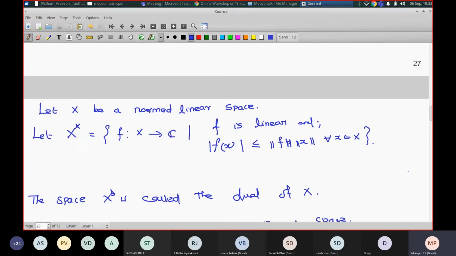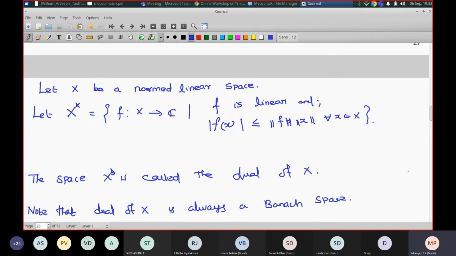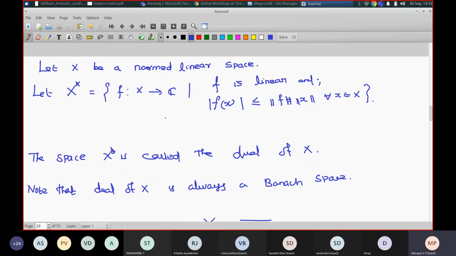Okay, the next one is, we need to define the dual of a normed linear space, and I will give some applications of the Hahn-Banach theorem. Let X be a normed linear space. What is X star? It is the set of all maps F from X to C such that F is linear, because C is a vector space and X is also a vector space, and F is also bounded. This is called a bounded linear functional. You can collect all the bounded linear functionals from X to C. The space X star is called the dual of X, right?